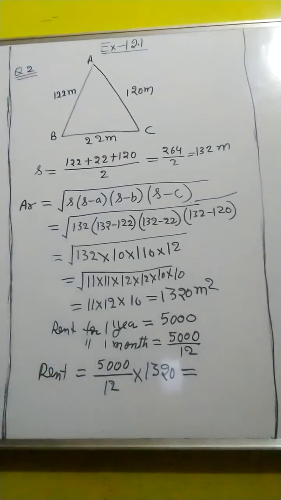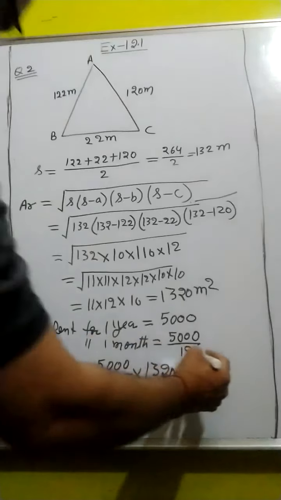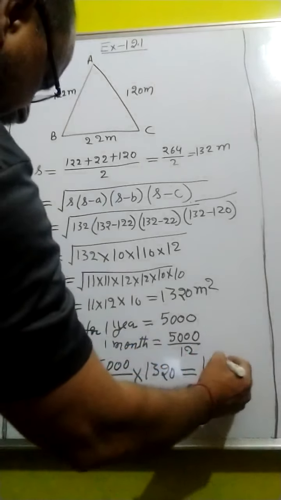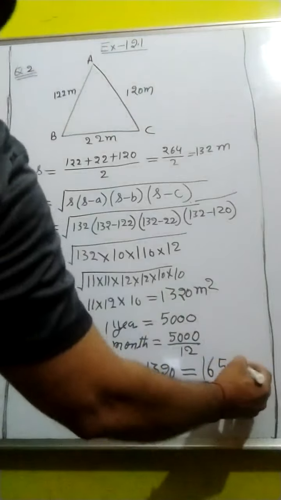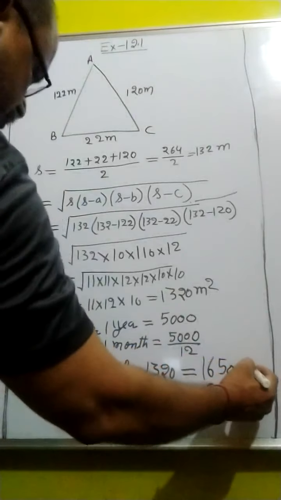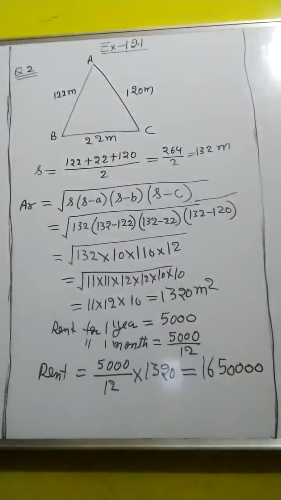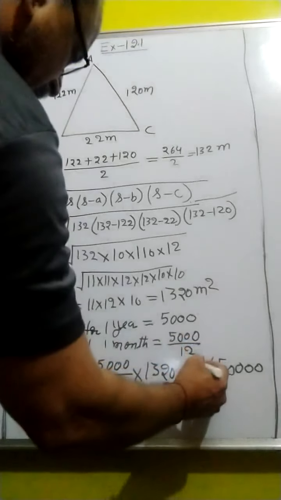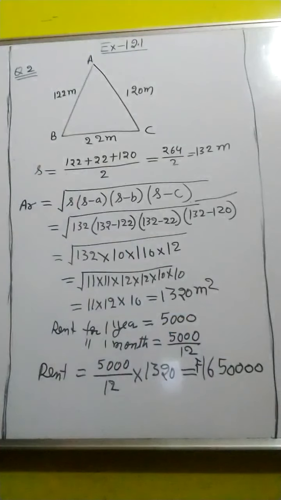Now when we simplify this, we will get the value 1650000. So the rent of the advertisement wall will be 1650000 rupees. This will be the answer.